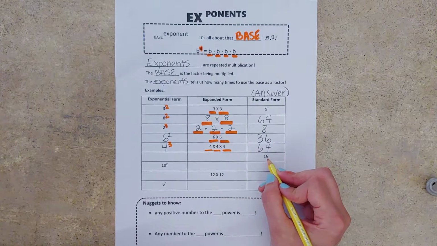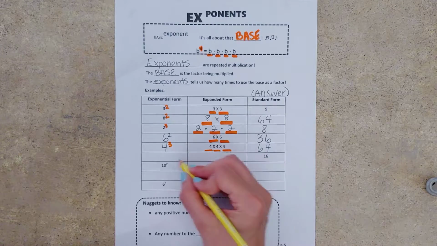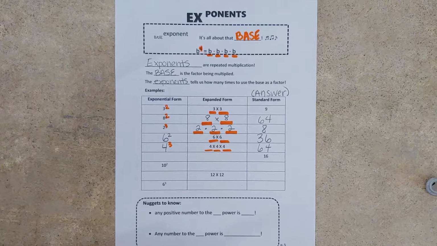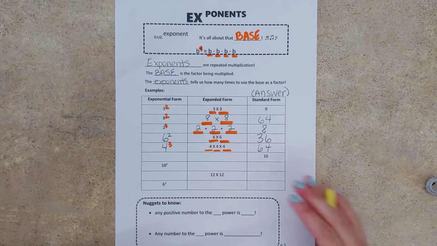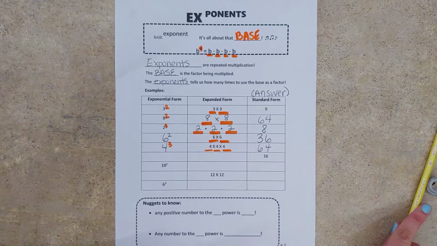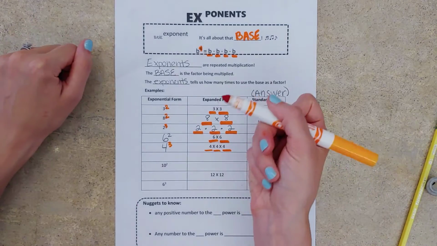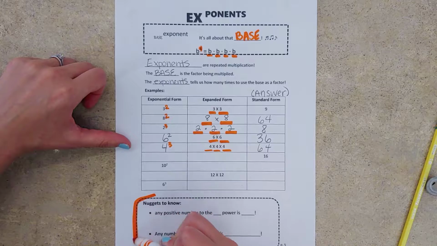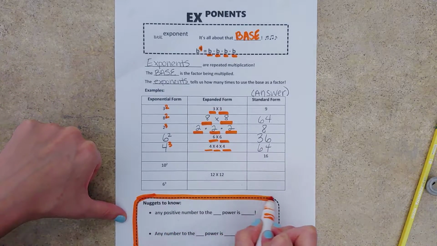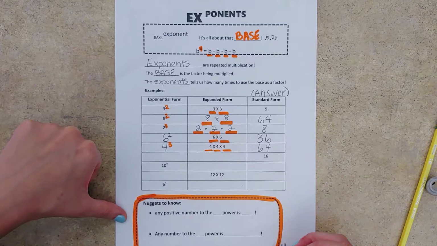All right, I'm going to leave these bottom few because we're actually going to work on those in class with our peers and talk about them. So I'm going to skip down to the bottom. And the bottom is important. These are some of our nuggets to know. You might even go ahead and take your marker and highlight this because this is something you're going to have to kind of pull out of your brain when you need to use it.